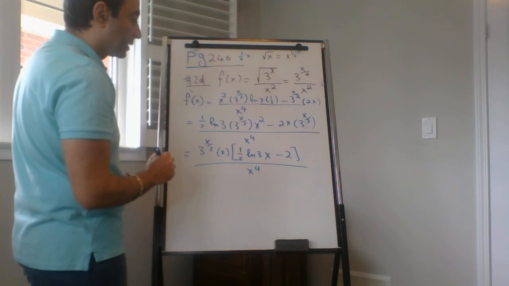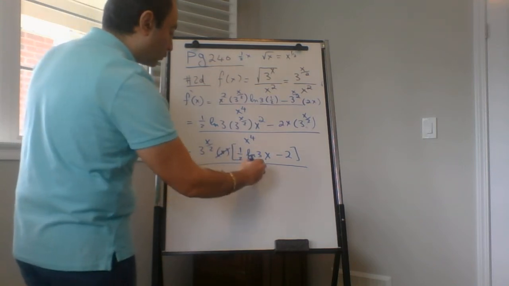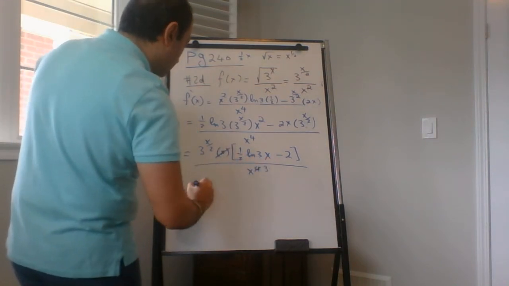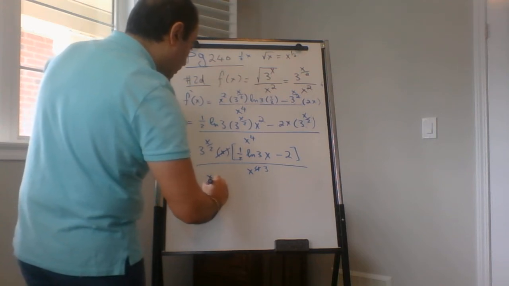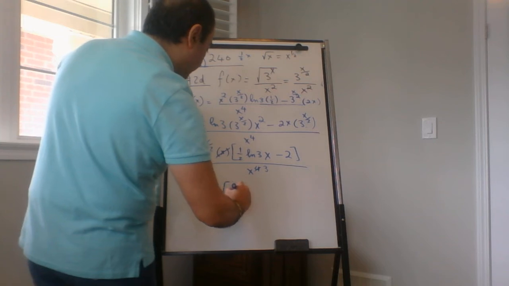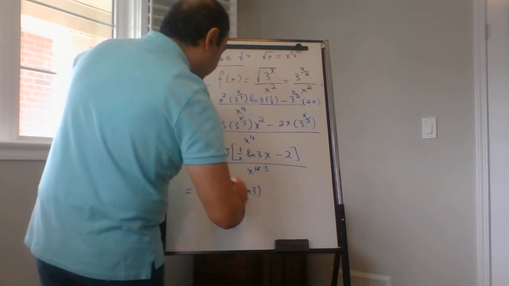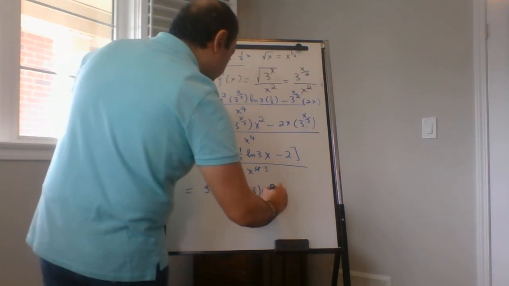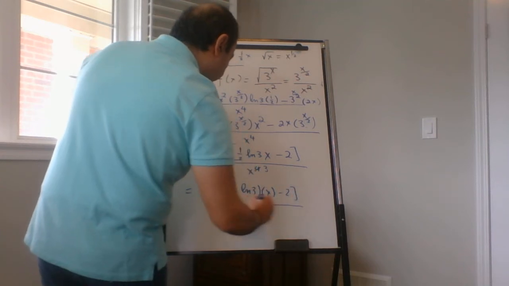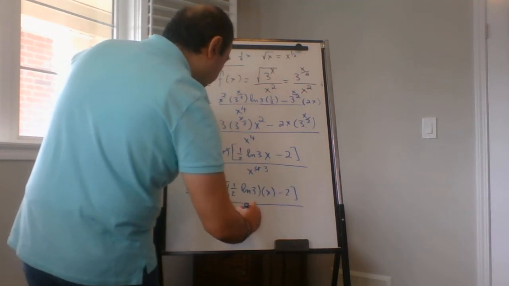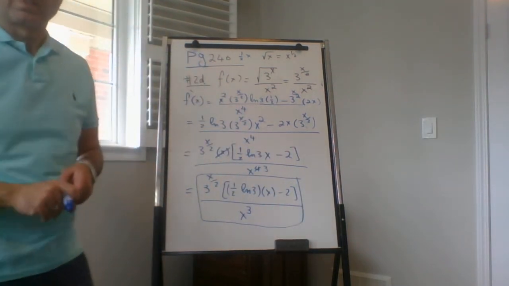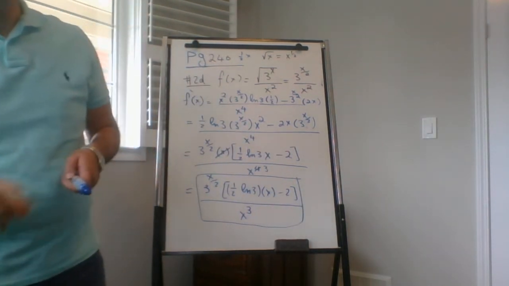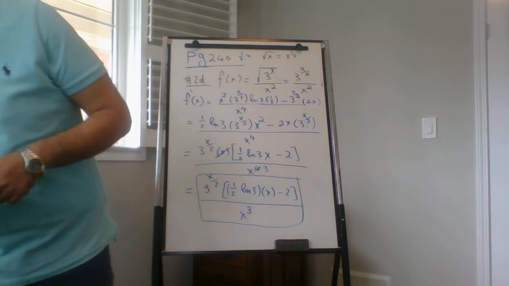I can cancel out the x and the 4, and that will leave 3. So the final thing is 3 to the power of x over 2 times (1/2 ln 3 times x minus 2), everything divided by x to the power of 3. This is the answer. Okay, I have 9 minutes, so we can do another question.